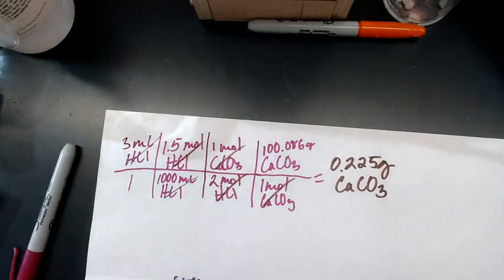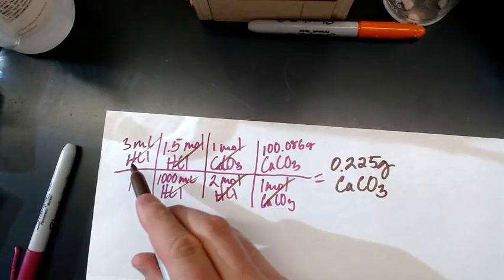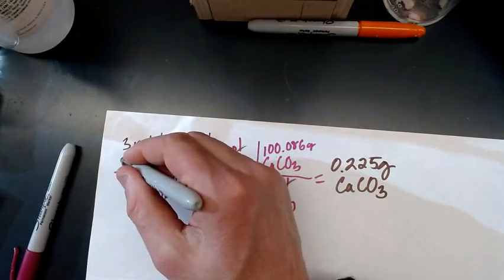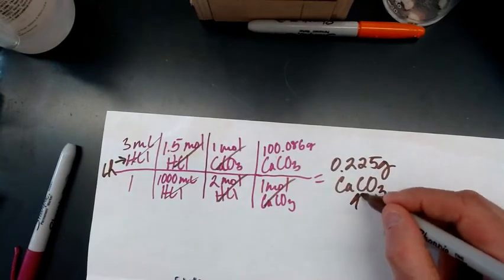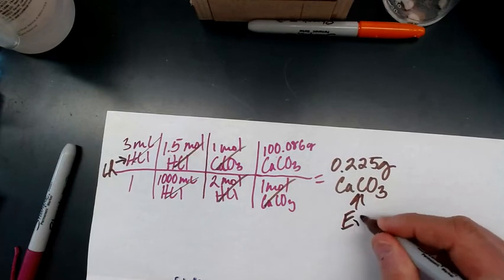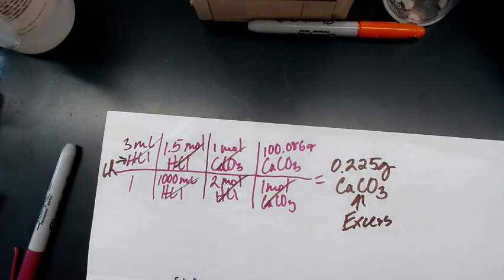So this proves to me that my limiting reagent, what I can use all up, is my HCl. So remember, the compound that runs out is the limiting reagent. So there's my limiting reagent. And my calcium carbonate is my excess, because I'm going to have plenty of that. Remember, I have 10 grams of that, but I can only use up or dissolve 0.225 grams by using that 3 milliliters.